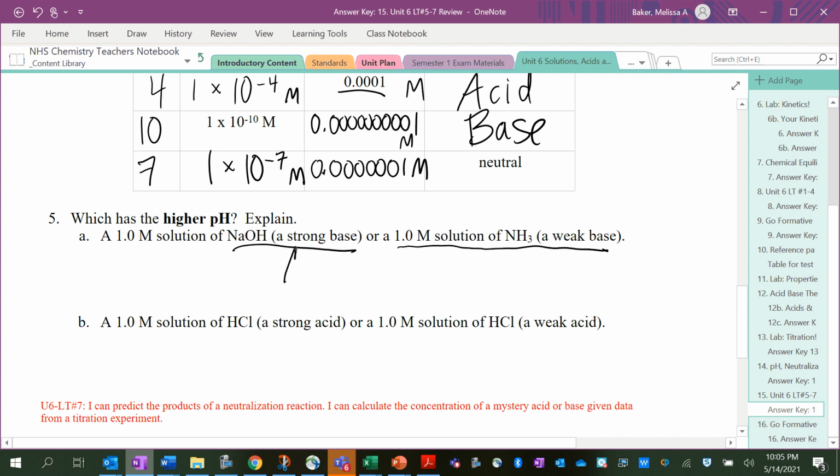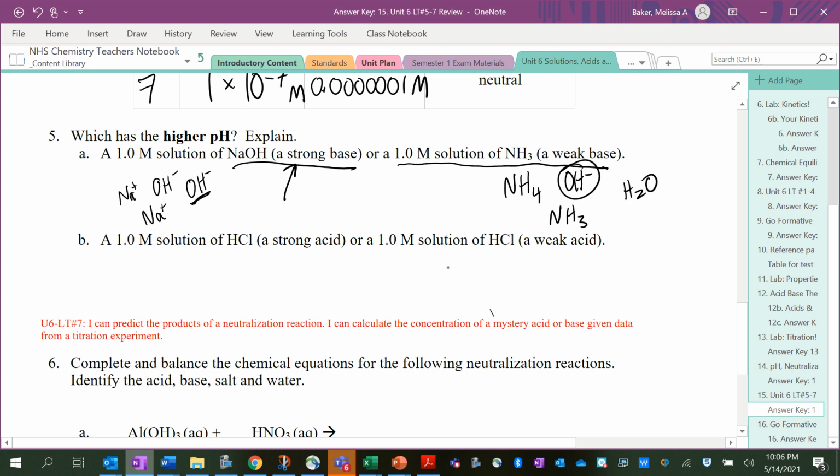The higher pH would be the strong base because it completely dissociates in solution. And so it's going to have more hydroxide ions than this one, NH3, a weak base. It will grab some hydrogens from water, but it also will just stay NH3 as well. So it's a weak base. It doesn't put as many hydroxide ions into solution. So the more hydroxide ions there are, the higher the pH is, the closer to 14.